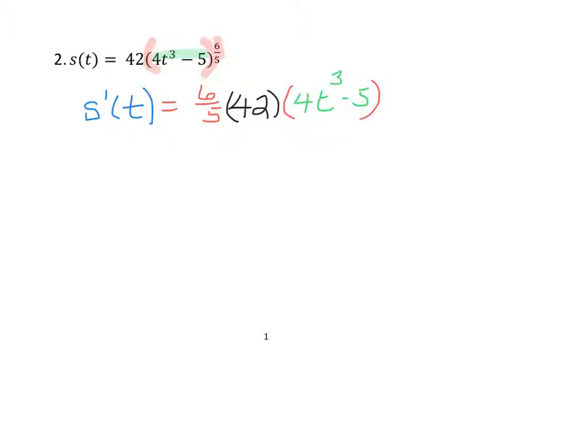And then the last part of this is we're going to take that power, 6/5, and we're going to subtract 1 from it. And then the last step is we're going to take the derivative of the inside function, which is 3 times 4, which will be 12t squared, and the derivative of 5 is 0. So there's your first step.